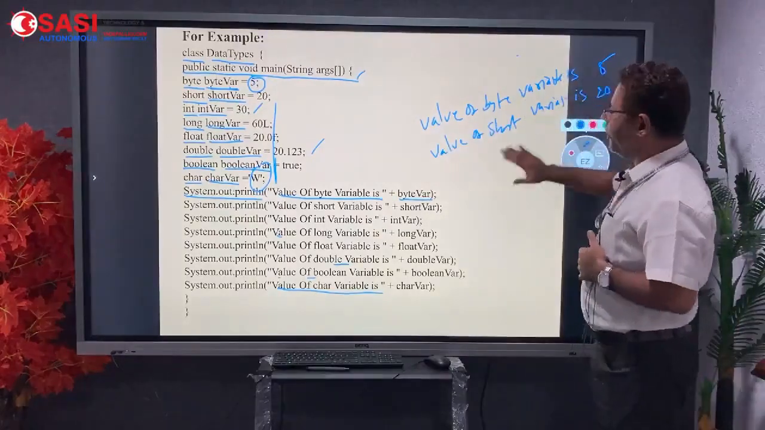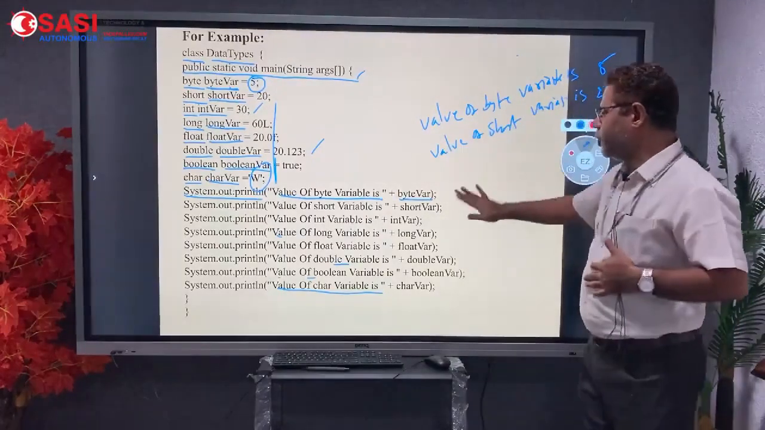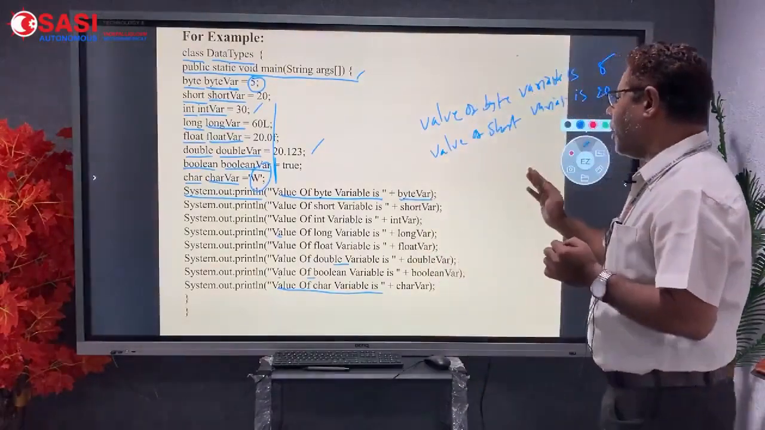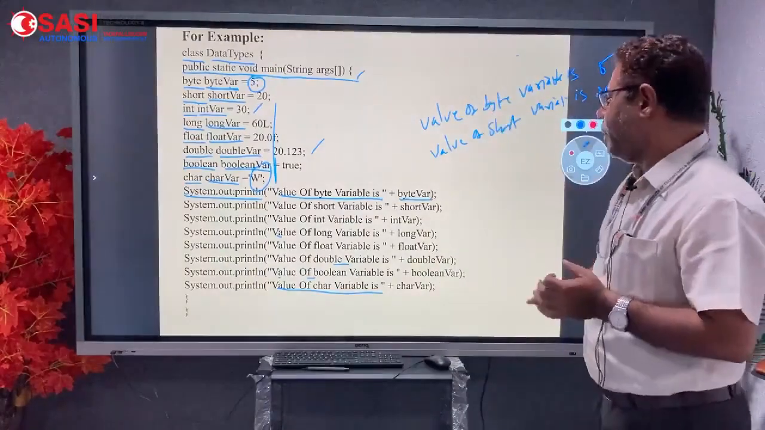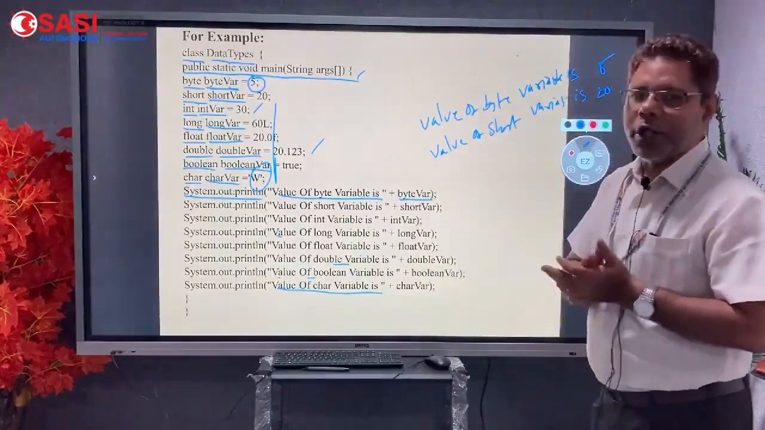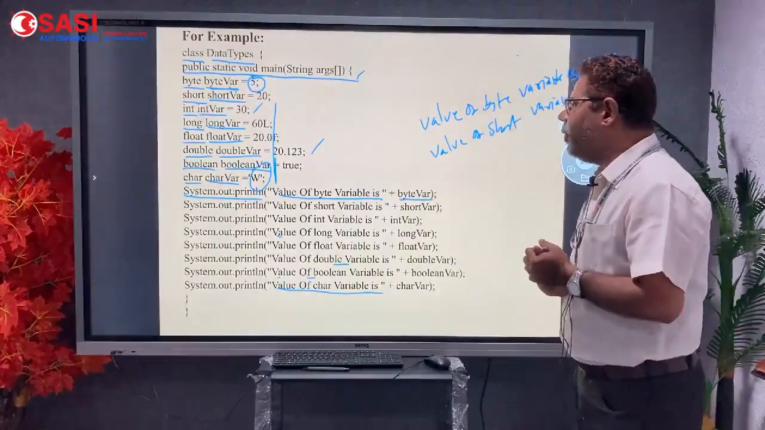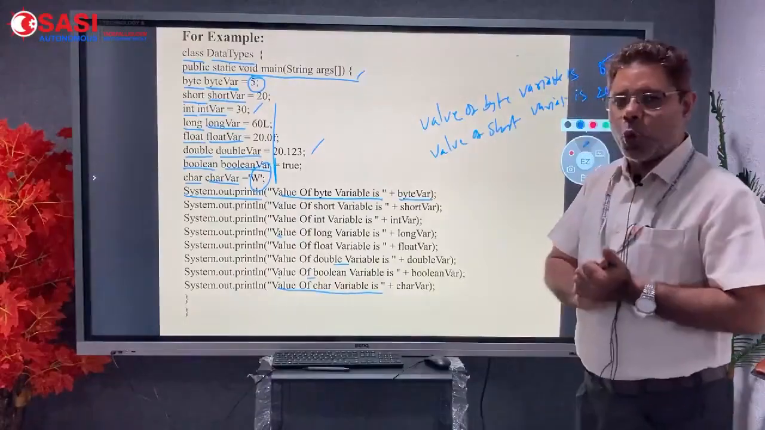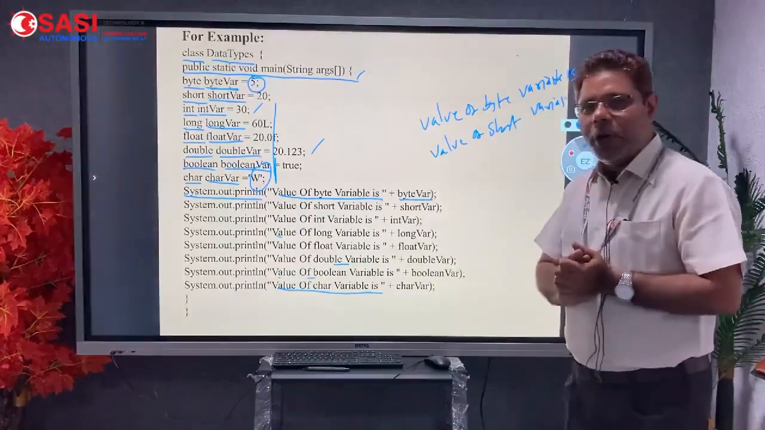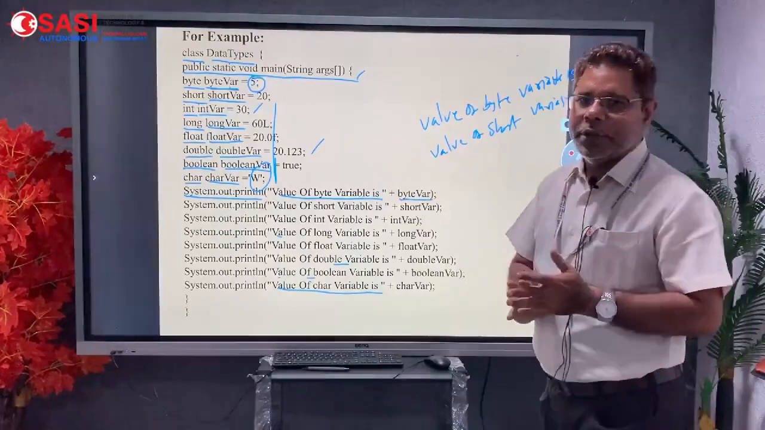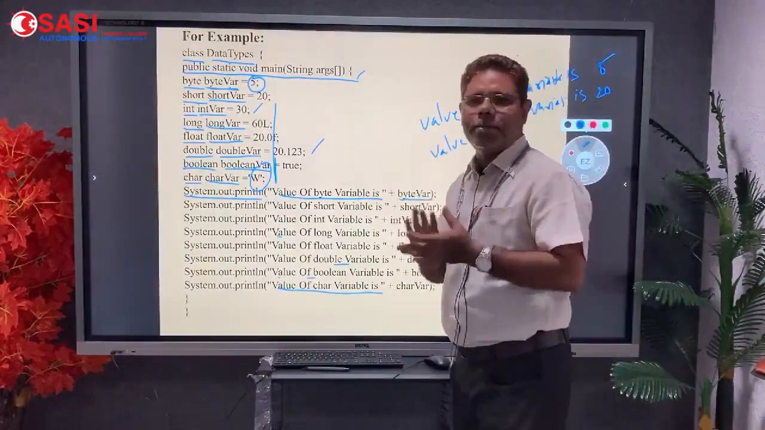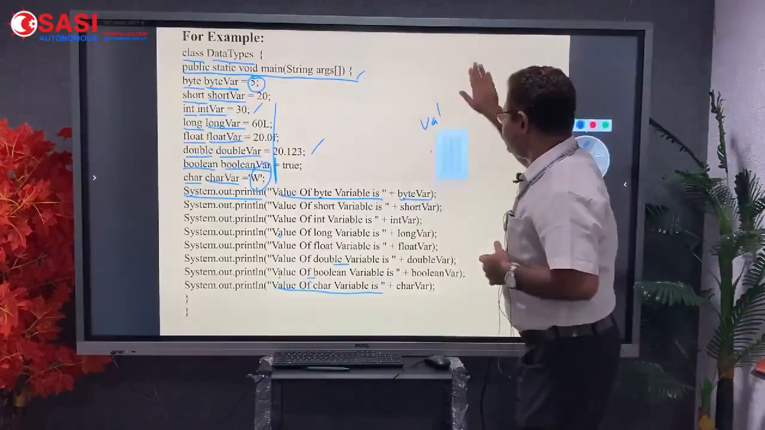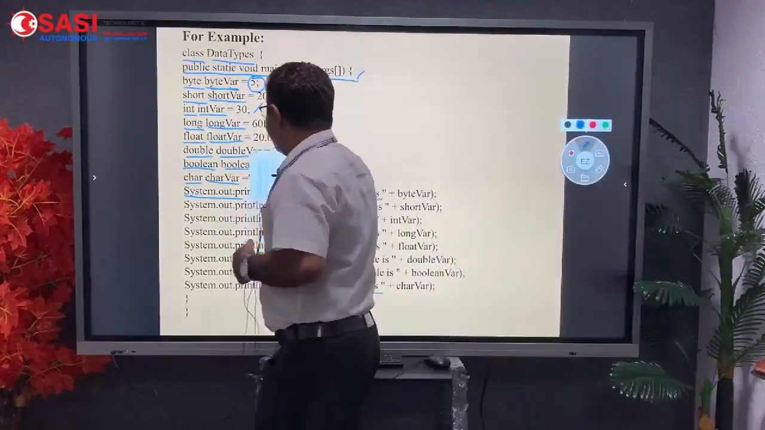Value of the byte variable is 5, value of the short variable is 20, value of the integer variable is 30, value of the long variable is 60, value of the float variable is 20.0, value of the double variable is 20.123, value of the Boolean variable is true, and the last one is the value of the char variable is W. So this is the output for this program. This is a simple program, and these are the data types.